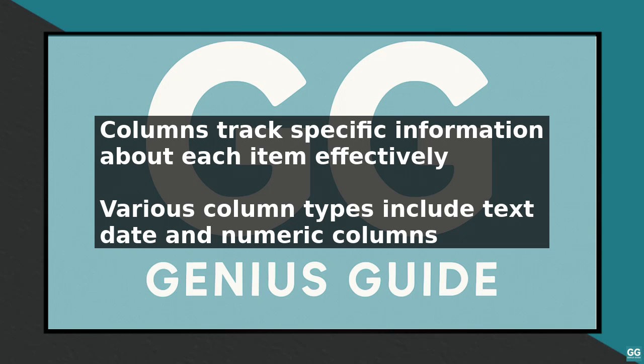Next, let's discuss columns, which are used to track specific information about each item. Monday.com offers a variety of column types, including text, date, and numeric columns. When setting up your columns, consider what information you need to track and what actions you want to take based on that information. Another critical aspect of board settings is automation.